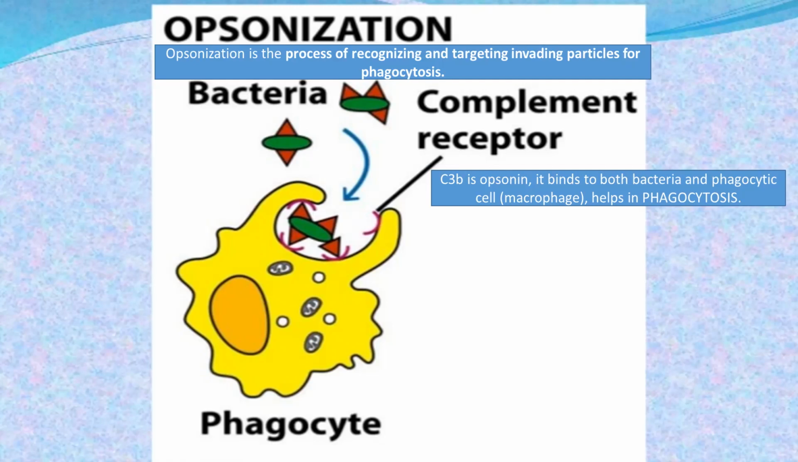C3b is an opsonin. That means it binds to both the bacteria and the phagocytic cell, that is the macrophage, which helps in phagocytosis. C3b is a component which is formed during the cascade, and it is known as an opsonin because it binds to both the bacteria and the phagocytic cells, which helps in phagocytosis.